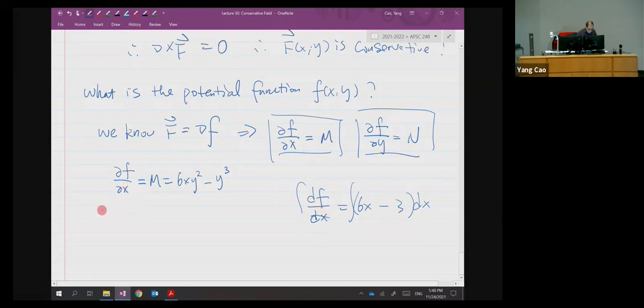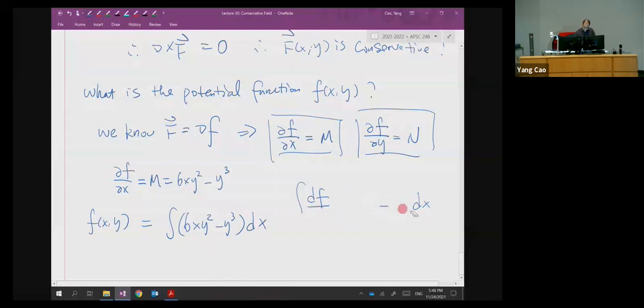Then I'm trying to obtain the function f of x, y. I'm going to integrate both sides, integrating 6xy squared minus y cubed with respect to dx here. So I'm integrating this function.